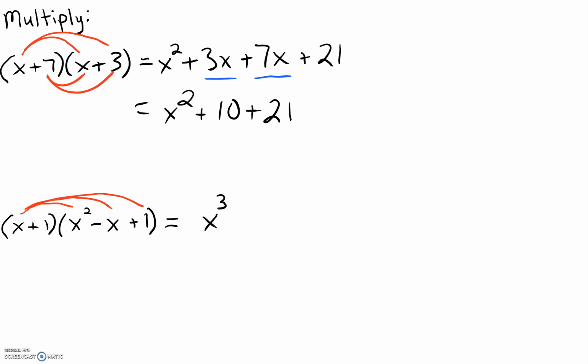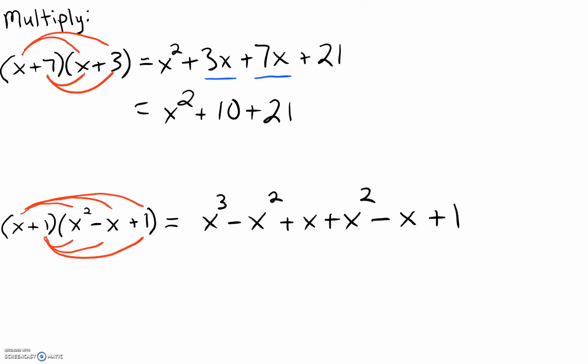Our x multiplied by negative x is going to give us negative x squared. Our x multiplied by positive 1 is going to be plus x. And then we're going to do the same thing with the second item, or the second term in our first polynomial. We're going to multiply the 1 by all three terms in the second polynomial. And so 1 multiplied by x squared is going to be plus x squared. The 1 multiplied by negative x is going to be negative x, and the 1 multiplied by 1, 1 times 1, just gives us positive 1.